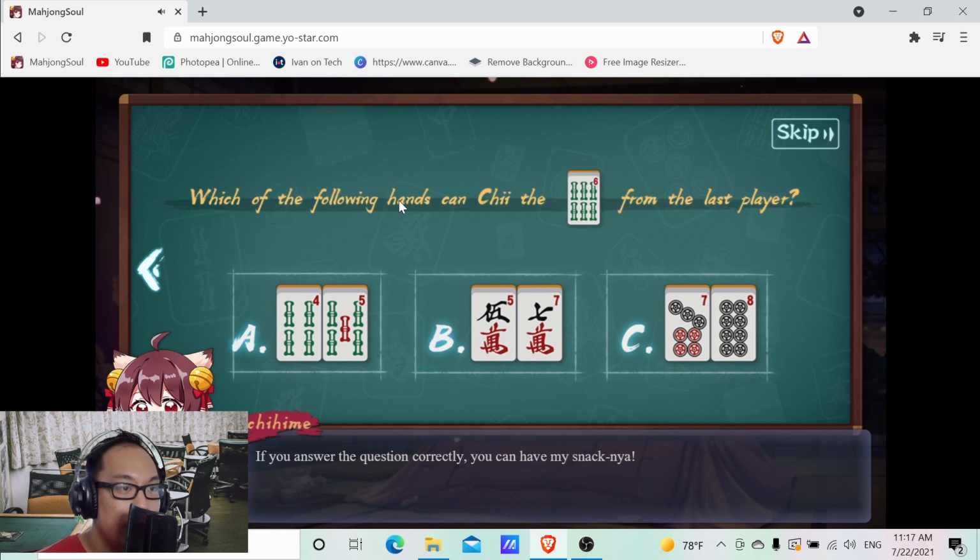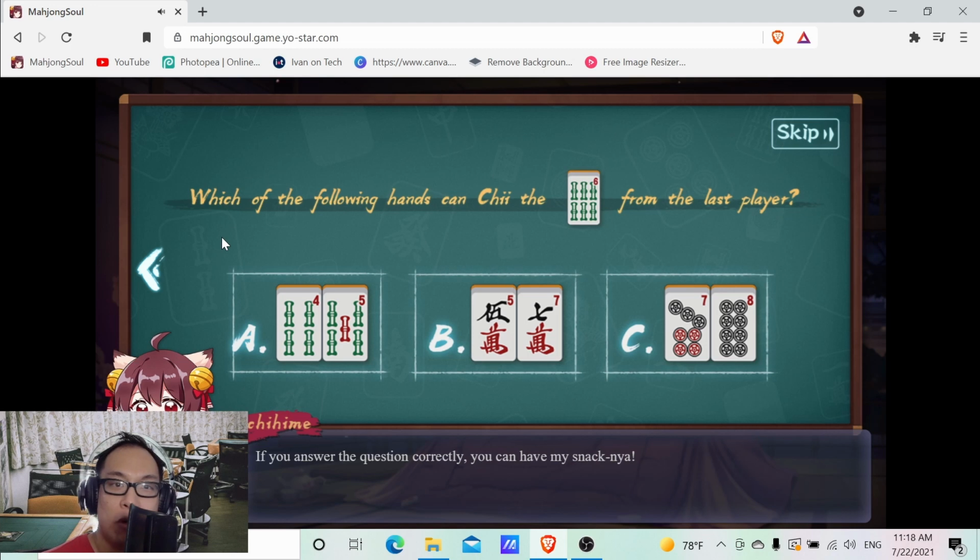Which of the following? Okay, so it's another quiz. Which of the following hands can Chi the 6 of bamboo from the last player? So I'll let you guys pause the video for a minute and make your guess. Which Chi or sequence does the 6 of bamboo from the last player?